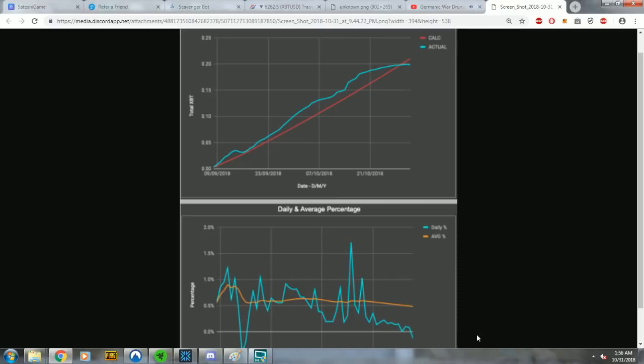This is my favorite. This bot's been running for 4 months and 1 week. Graph looks like this. This is as good as it gets. And this is only the beginning.